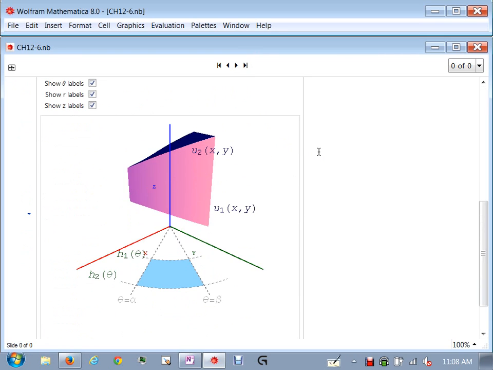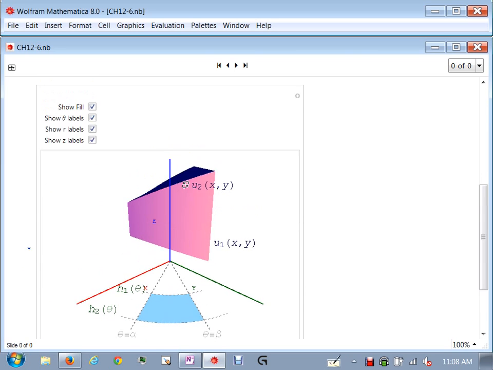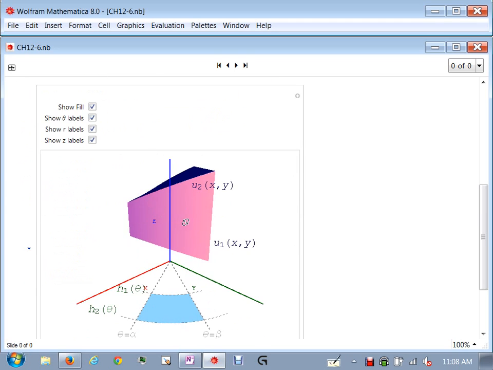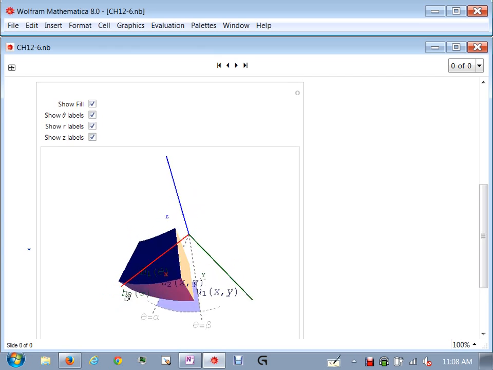First, let's look at a general picture of a three-dimensional solid here. Okay, so I'm looking at a region E, a three-dimensional region whose shadow in the xy plane is a polar region. So we have this three-dimensional solid, right?